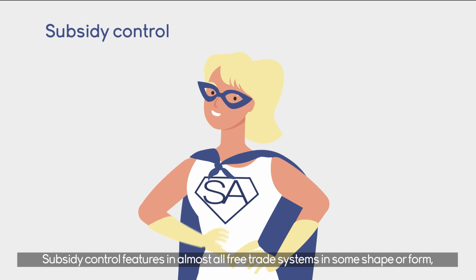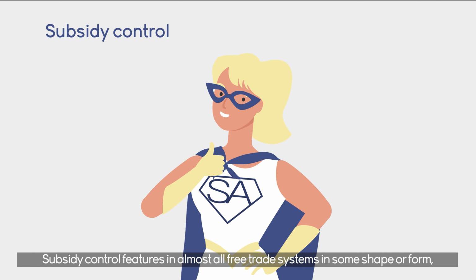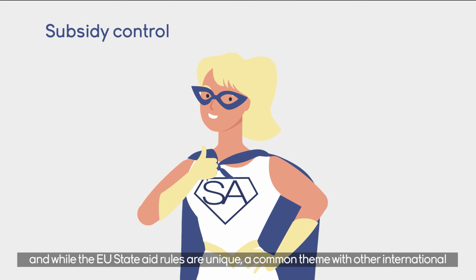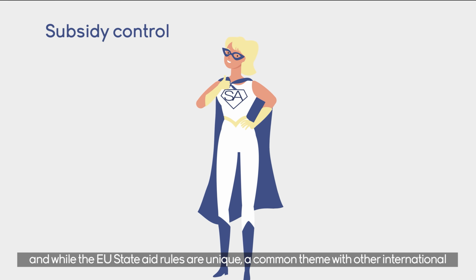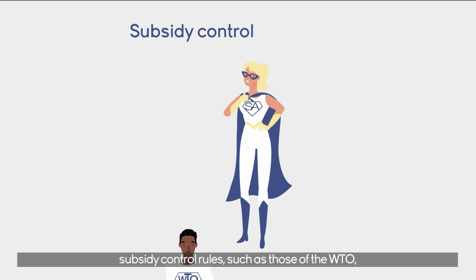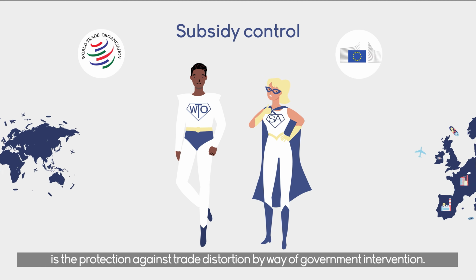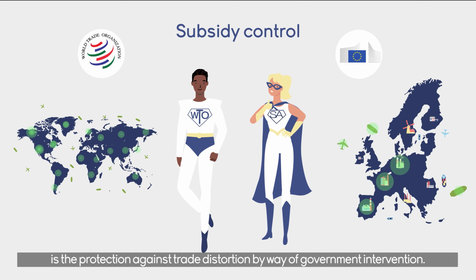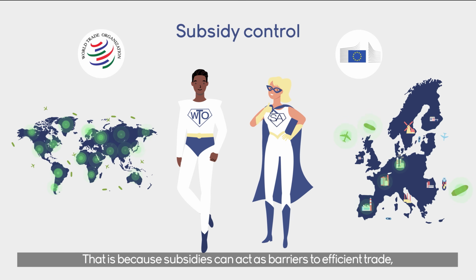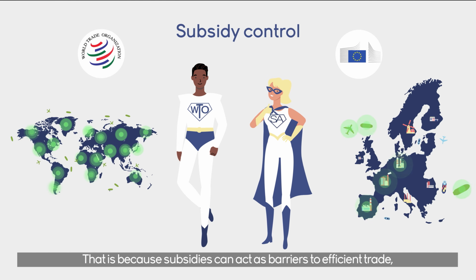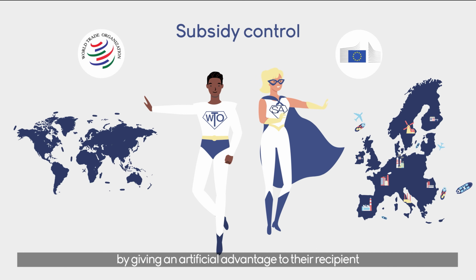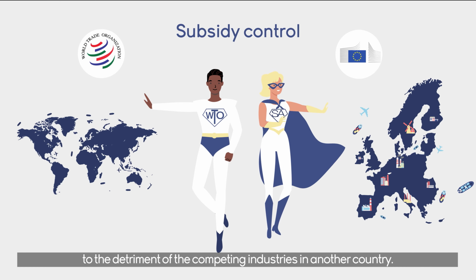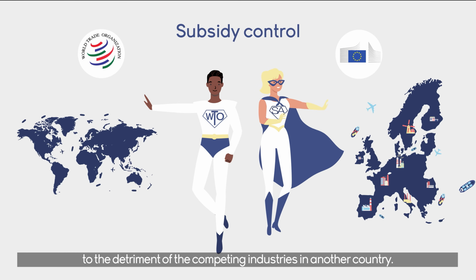Subsidy control features in almost all free trade systems in some shape or form, and while the EU state aid rules are unique, a common theme with other international subsidy control rules, such as those of the WTO, is the protection against trade distortion by way of government intervention. That is because subsidies can act as barriers to efficient trade by giving an artificial advantage to their recipient to the detriment of the competing industries in another country.